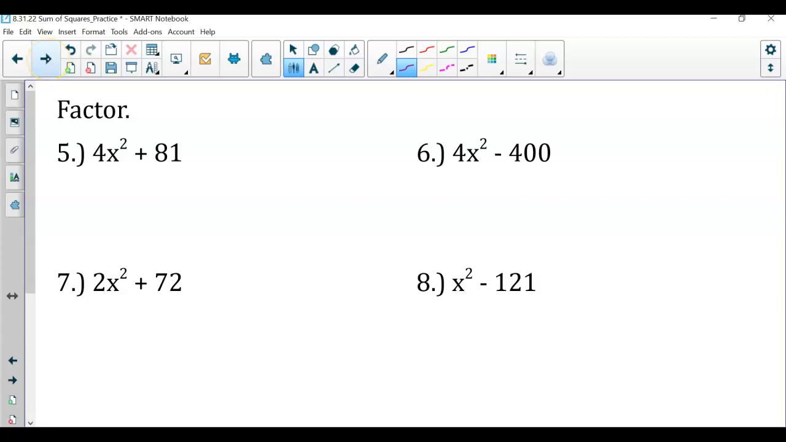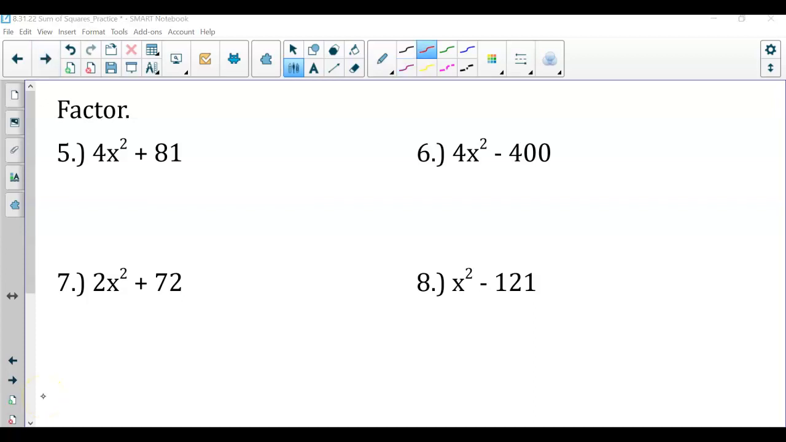So now the last 4 problems are, again, practicing more of factoring the sum and difference of two perfect squares. Notice how there is no x term; b is equal to 0. So go ahead and pause the video, try these 4, and then let's see what you get.